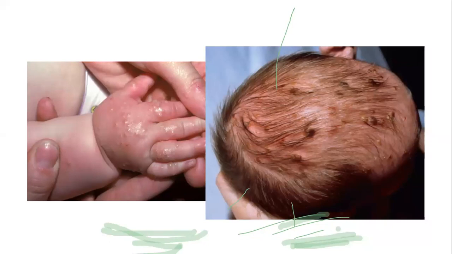So of these three types, which one would this be? Of Ofuji or HIV or of infancy? Of infancy, perfect. So eosinophilic pustular folliculitis of infancy mostly involves the scalp, but it has been seen to involve other acral areas, which is the reason I showed you this, because I wanted you to be aware that it involves other areas as well.